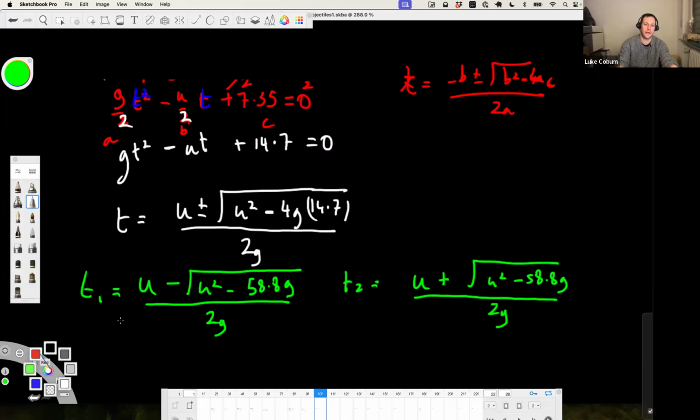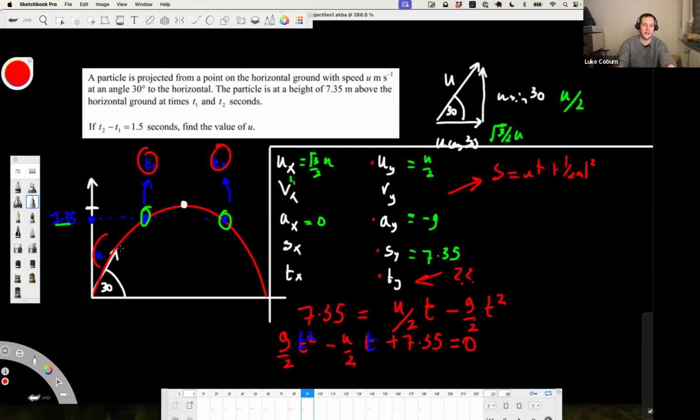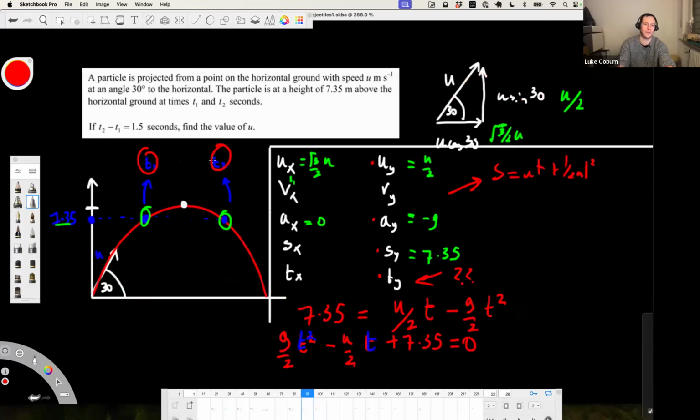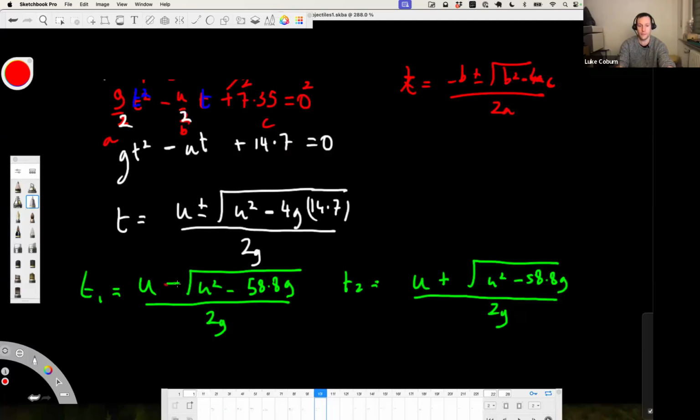Now, the reason I'm saying that is because this U number is going to be positive, because it's going to be like the speed that the particle was projected at, right? And this one here has to be positive. If this is not positive under the square root, then the square root won't work. Even though you can get the square root of a minus number, in this situation it won't be a real time. So it's going to be positive. So this will be a positive number minus a positive number, and this will be a positive number plus a positive number. And we just know that T1 happens before T2, so T1 has to be the smaller one. Okay, so that's why I made that one the minus.